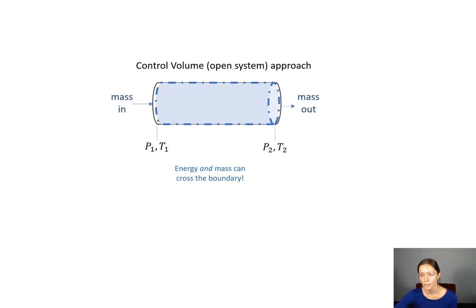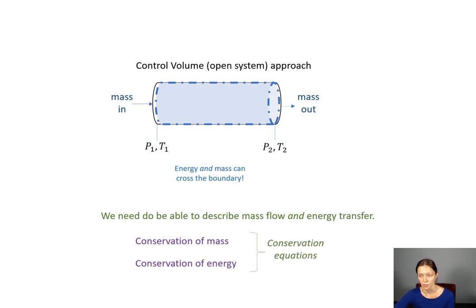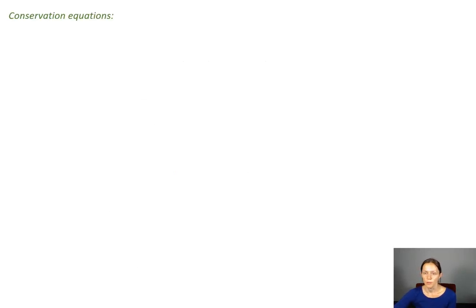So let's look at this open system approach. If we're modeling something as an open system, we need to be able to describe both the mass flow and the energy transfer. So what we're going to need to use is what's called the conservation of mass and the conservation of energy. And these are two of your conservation equations. They're not the only ones, but they're the ones that we'll use in here.